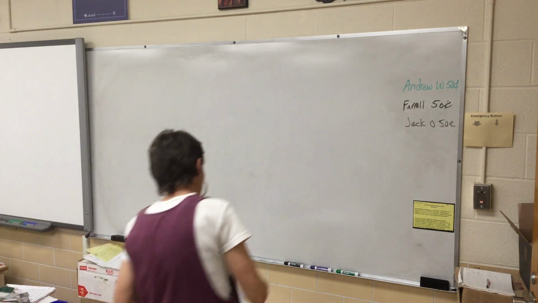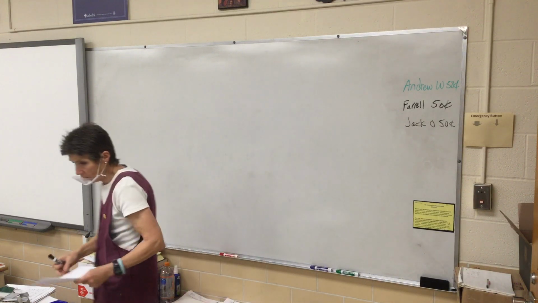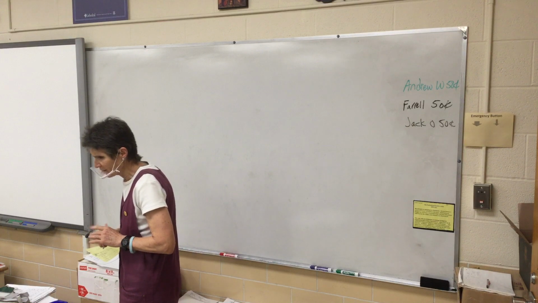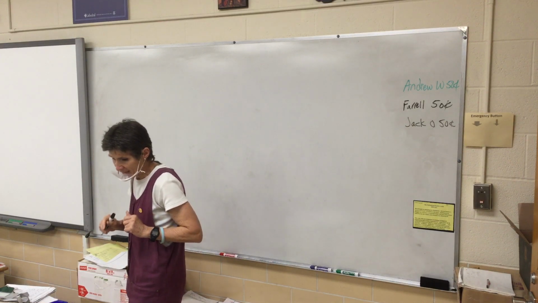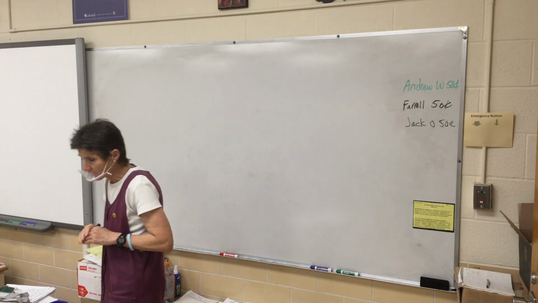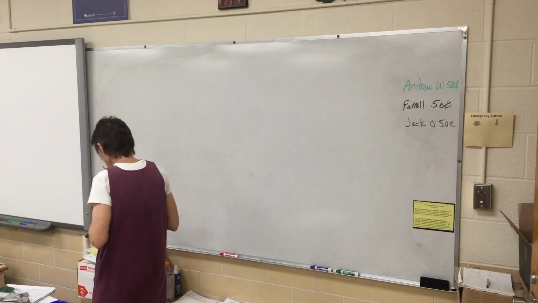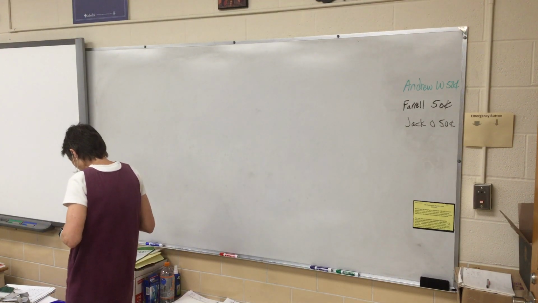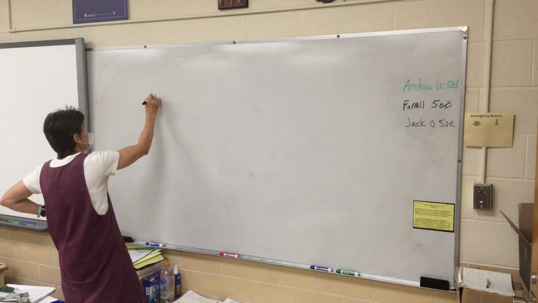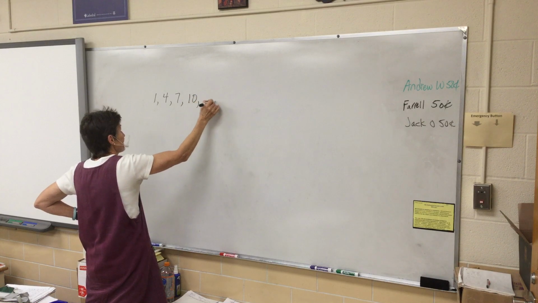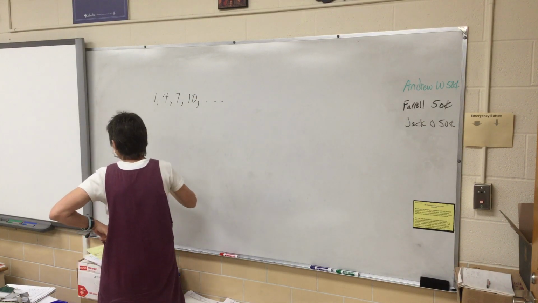All right, so first thing we're going to talk about are what we call arithmetic sequences. The word looks like arithmetic, but when we use it as an adjective, it's pronounced arithmetic. So an arithmetic sequence, I'm going to give you a couple of examples. An arithmetic sequence would be something like this. 1, 4, 7, 10. That is an arithmetic sequence.